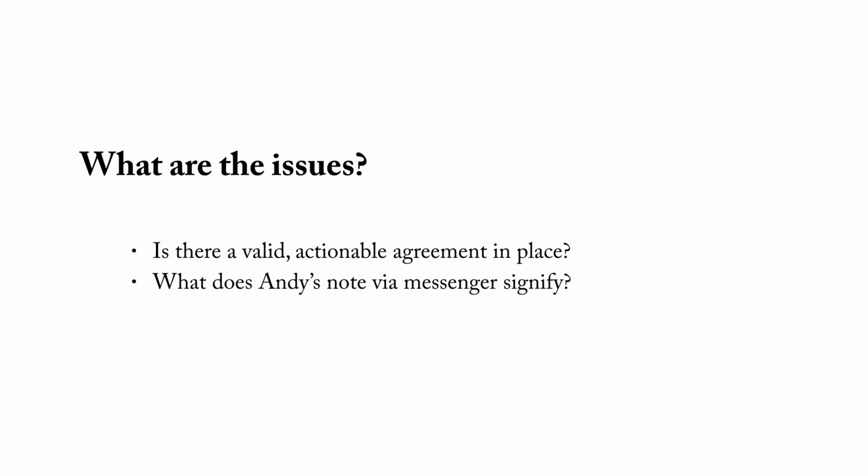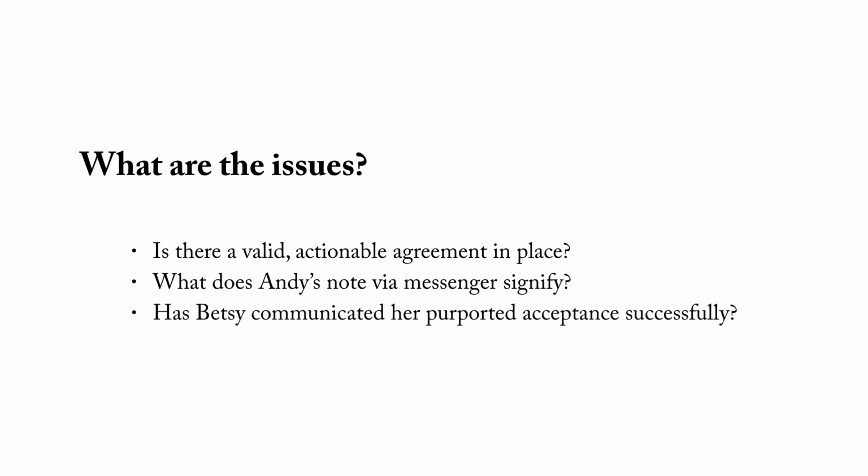So whether this amounts to a rejection of the offer that purportedly Betsy made in relation to the guarantee, whether it's a change of mind or a revocation of the offer, if, for example, Andy's offer still stands. So this is a conversation that you need to have or discuss. And finally, has Betsy communicated her purported acceptance successfully? This is where the postal rule comes in.